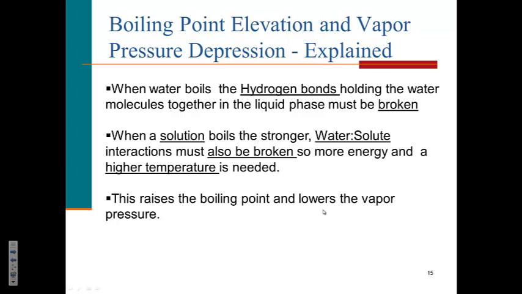Right. So you can say here, let's do it this way. Compared to pure water, a solution's boiling point goes up, and the VP, that's vapor pressure, goes down.